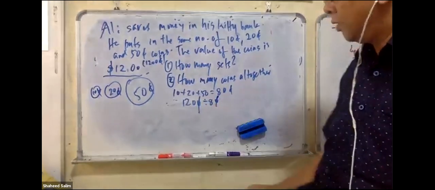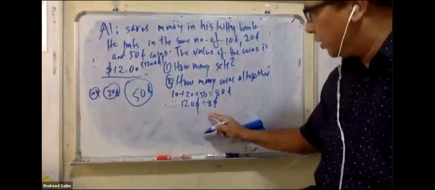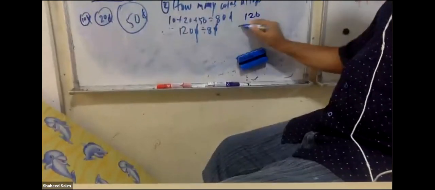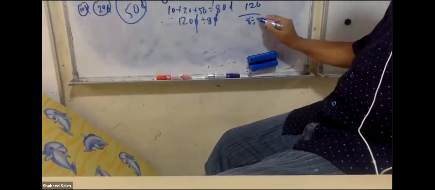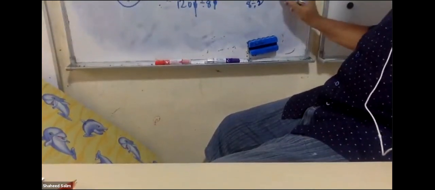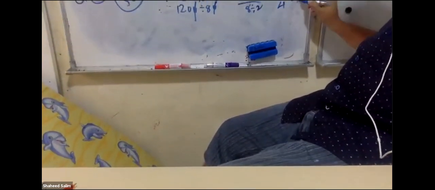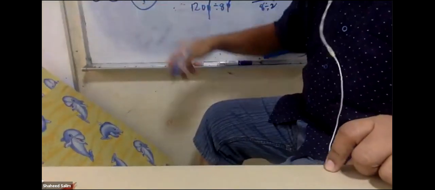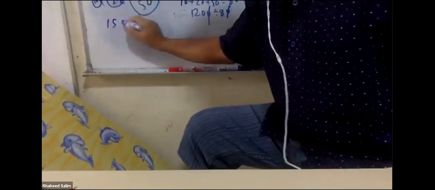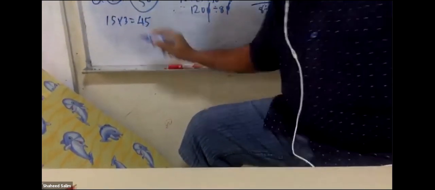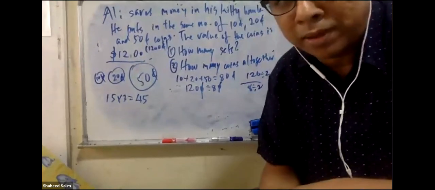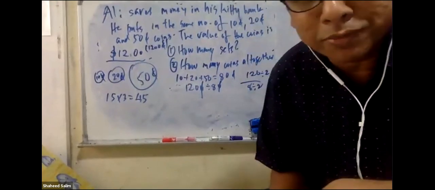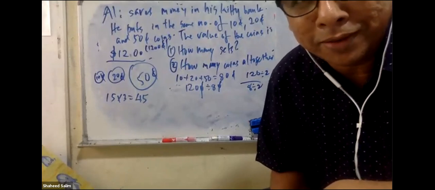So 1,200 cent divided by 80. Cancel the zero. You say don't know how to do, okay, can reduce some more. 120 divided by 8. Divide by 2, divide by 2. You get 60 over 4. You can divide, you get 15. 15 sets. One set, there's 3 coins. 15 sets, 15 times 3, you get 45. You get it? Get it or not? Sophia, you get it?